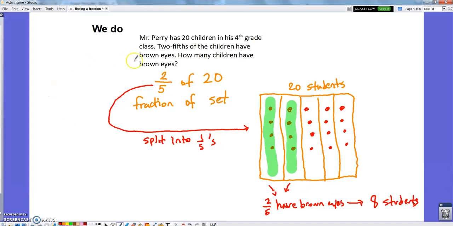And that makes sense, right? 2/5 is a little less than a half. 8 is a little less than half of the 20. So 2/5 of his 20 students have brown eyes. That's how it works with a visual model. That's how you find a fraction of a set.